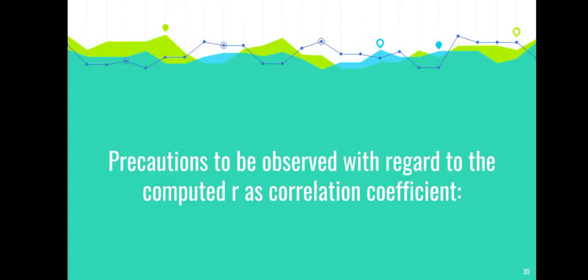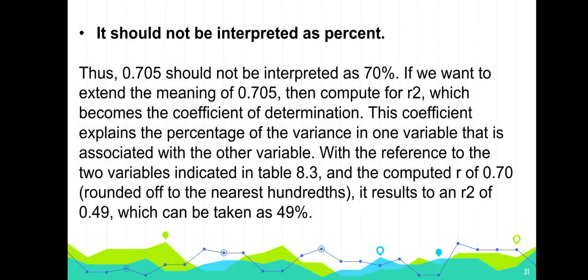Precautions to be observed with regard to the computed R, the correlation coefficient: it should not be interpreted as a percent. Thus, 0.705 should not be interpreted as 70%. If you want to extend the meaning of 0.705, then compute for R squared, which becomes the coefficient of determination.